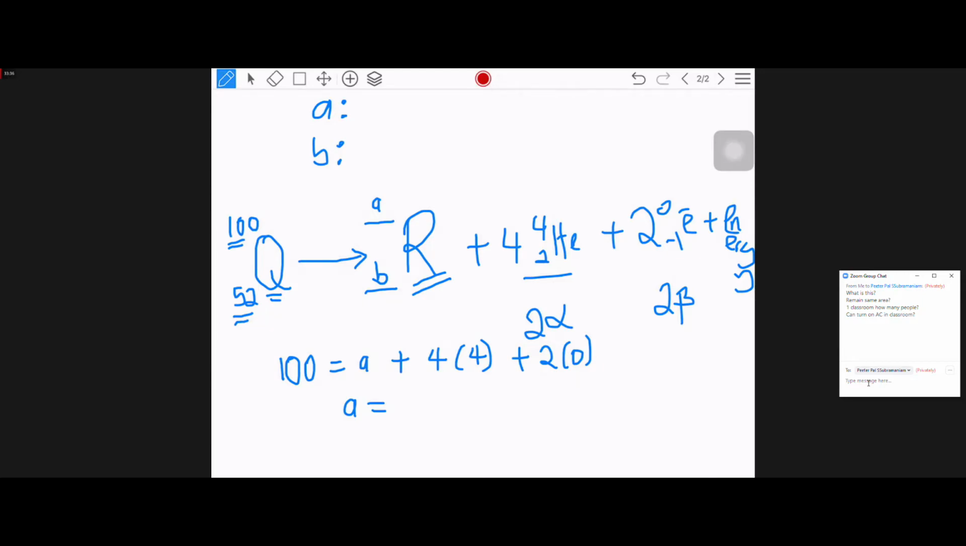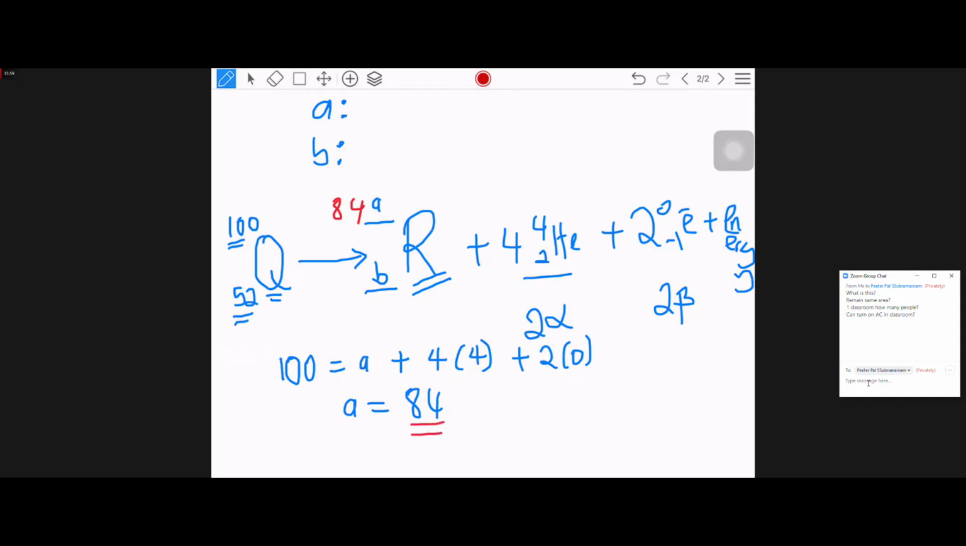84. So A is 84. So what is the value of B? Yongsin, what is the value of B? How to calculate B now? Same mechanism, same method only.